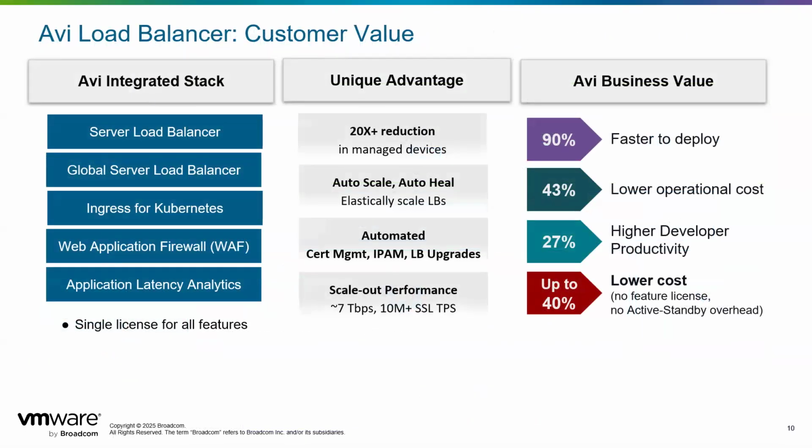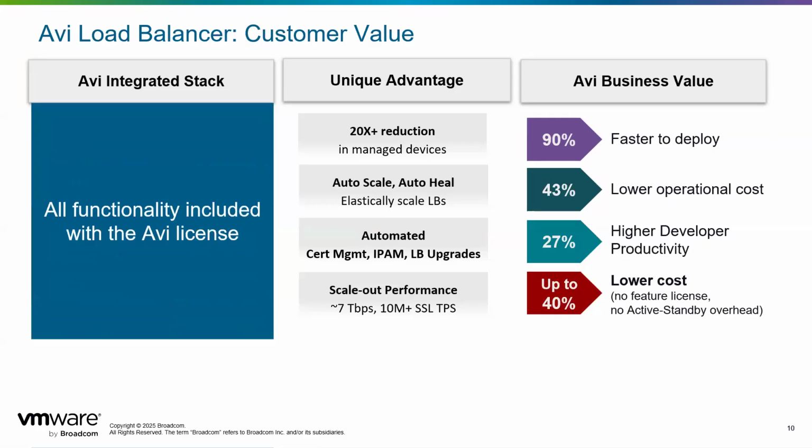At a high level, from a customer value perspective, it really comes down to this. There's a lot of stats, a lot of numbers, but Avi is an integrated stack. What this means is that all functionality is included with the Avi license. So Avi is licensed separately from VCF, but with the Avi license, all Avi functionality is included: load balancing, global load balancing, ingress, web application firewall, and application security.